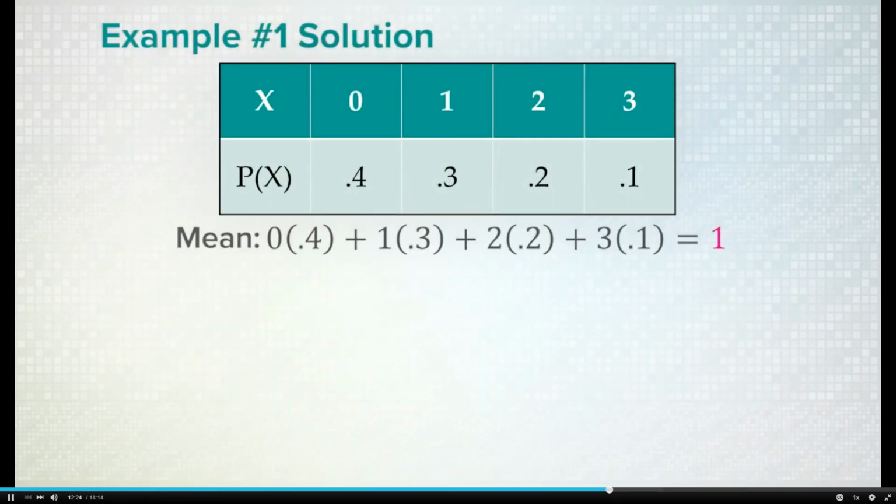For example number 1 solution, to find the mean, remember we multiply, multiply, multiply, add. In this case, you'll get a mean of 1.